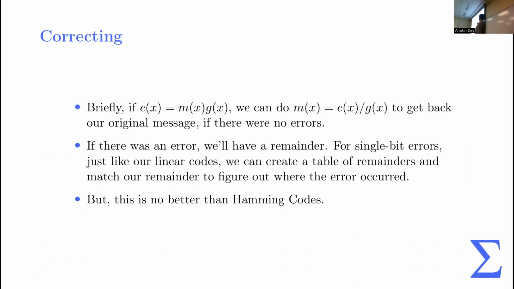Yeah, so if we've got c of x equal to m of x times g of x, this is our code word, this is the initial message. We can get the message back just by dividing. That's great. If there was an error though, we'll have a remainder.